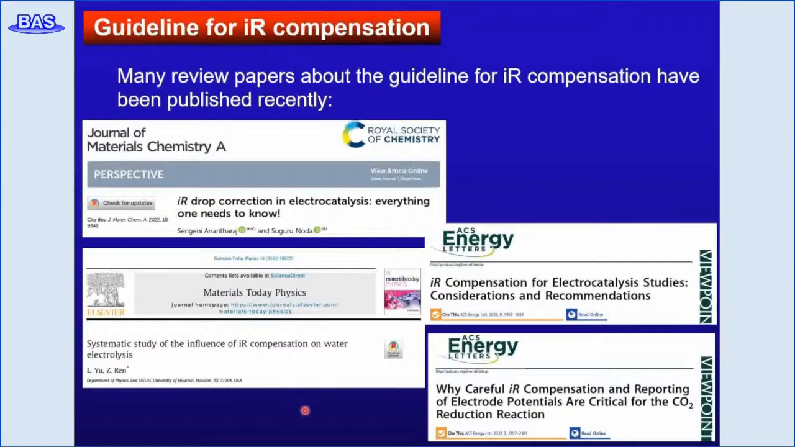When large currents of 50 milliamps per square centimeter or more are obtained, going from the laboratory level to the industrial level, a large IR drop is created even if the resistance of the solution is small. And whether or not IR compensation was performed makes a difference in important parameters, such as overvoltage and the slope of the Tafel plot, which causes confusion in this field.